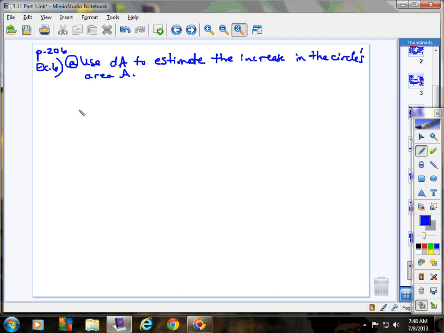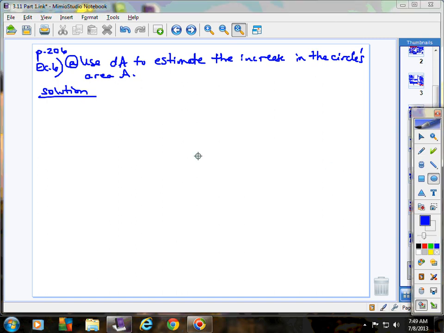We'll wait about B part. And C part. Alright, what did they give us then on this one? The radius r of a circle increases from a equals 10 meters to 10.1 meters.